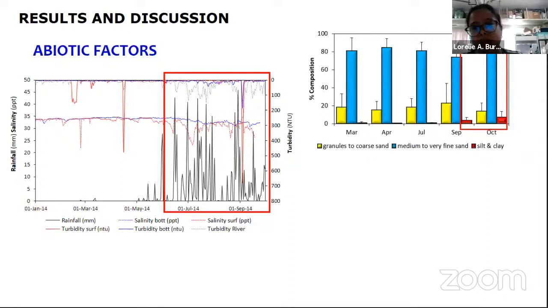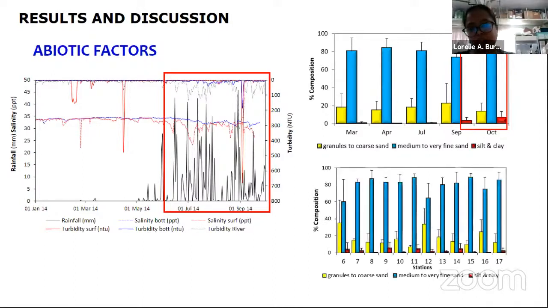In contrast, the fraction of granules and medium to fine sand showed very little variation between months, although a pattern of significant difference was observed between stations, or spatially, with a higher fraction of larger particles and a lower fraction of medium to very fine sand observed in stations near the shore, which are station 6 and station 12.